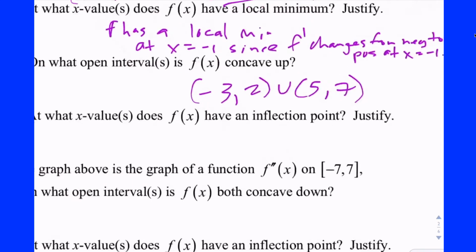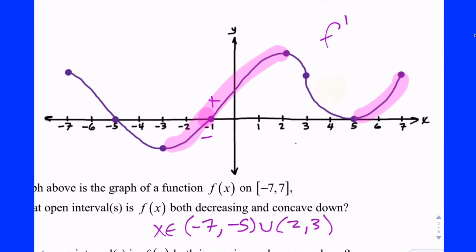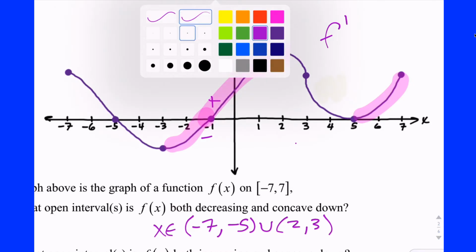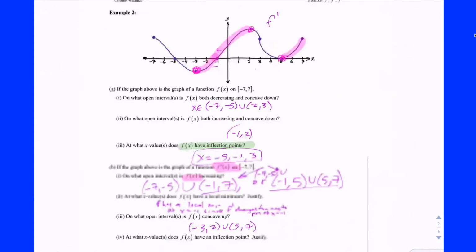At what x values does our function f have an inflection point? An inflection point are where the second derivative changes signs from either positive to negative or negative to positive. That's where the slopes of this graph do so, yes? So it would be at -3, 2, and any others? 5, right? So remember that the local extrema of f prime, the local max and mins, end up being the inflection values of f, right? The inflection values of f are the local extrema of f prime. So -3, 2, and 5.